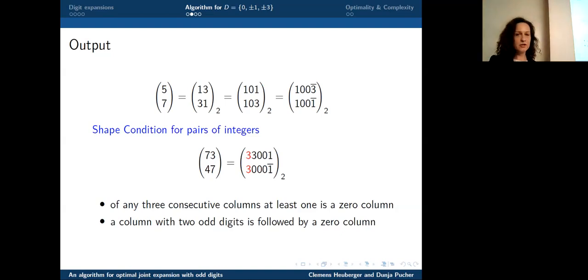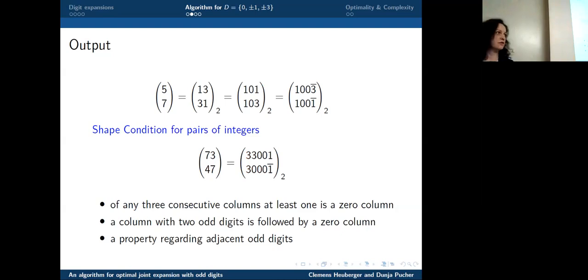And then we have a third property, which is a property regarding adjacent odd digits. So basically, we avoid having adjacent odd digits in one row, and we can maximally have 2 adjacent odd digits, like here, and only in this one specific situation. So when the right column has 1 odd digit and 1 0 digit, this can also be vice versa, and the left column has 2 odd digits. But again, this was self-inflicted.